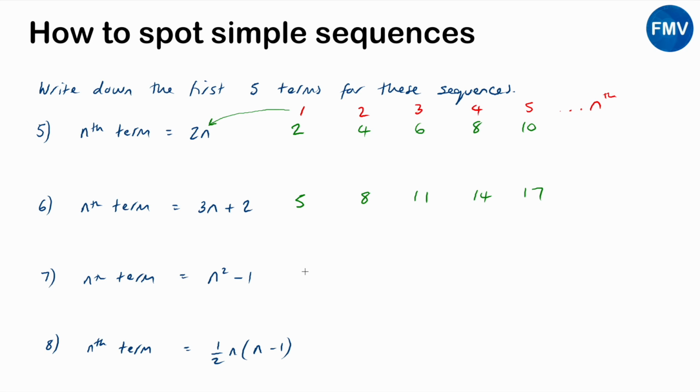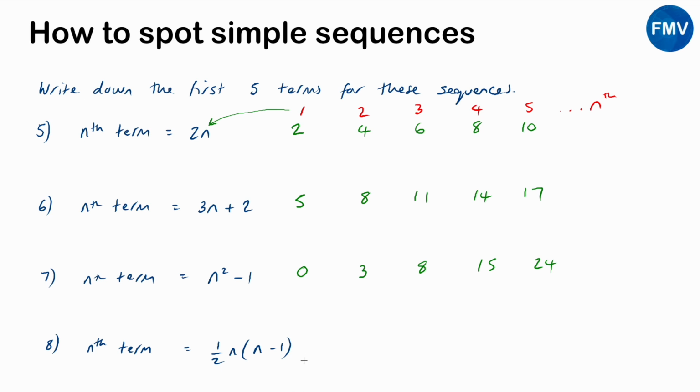So 1 squared is 1, minus 1 is 0, 2 squared is 4, minus 1 is 3. 3 squared is 9, minus 1 is 8. 4 squared is 16, minus 1 is 15. And finally, 5 squared is 25, minus 1 is 24. This one looks more complicated, but the principle is the same.